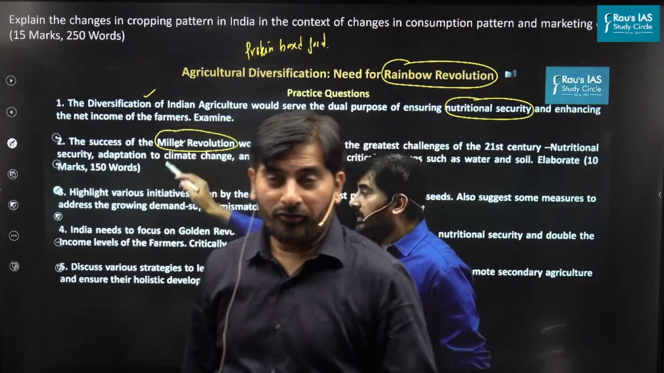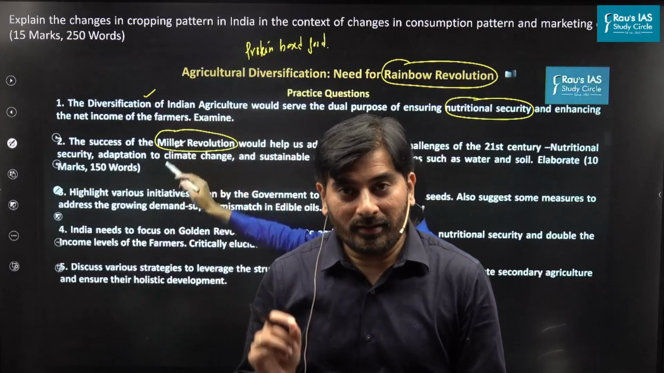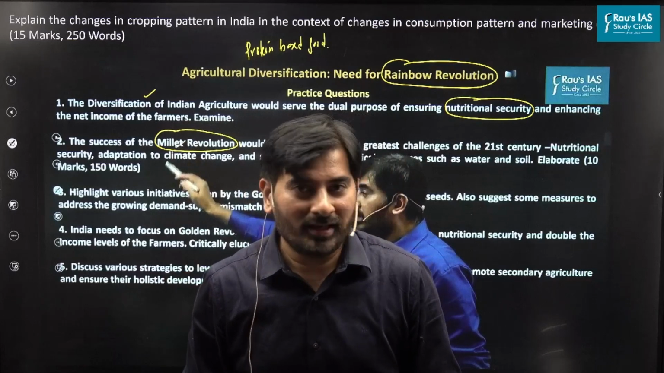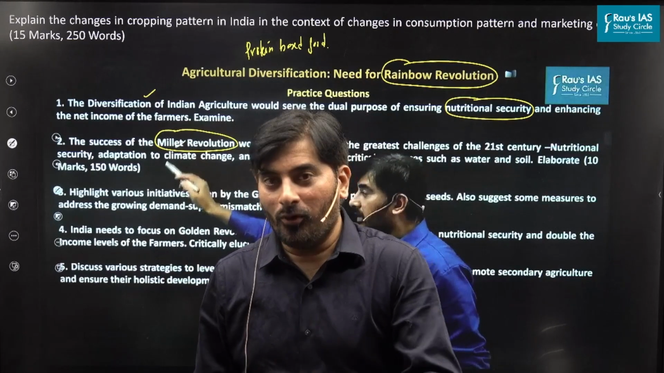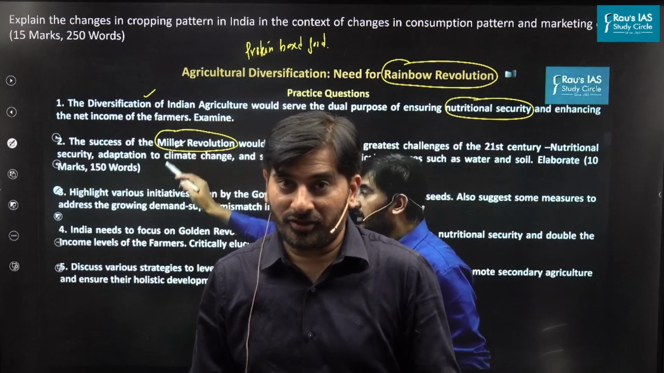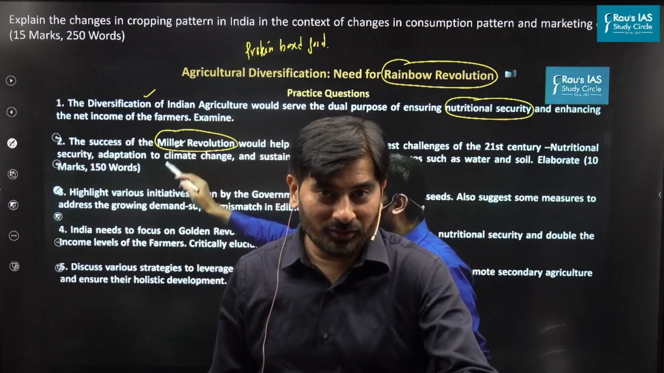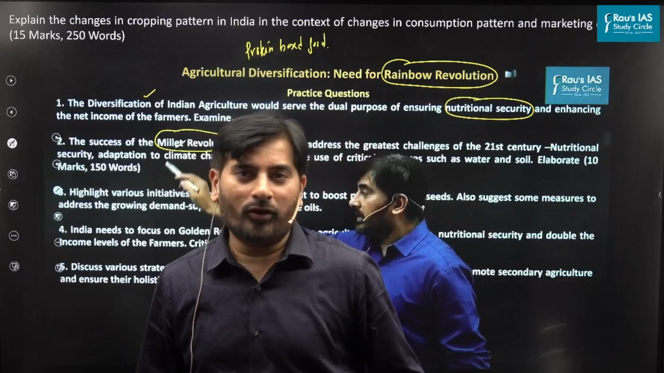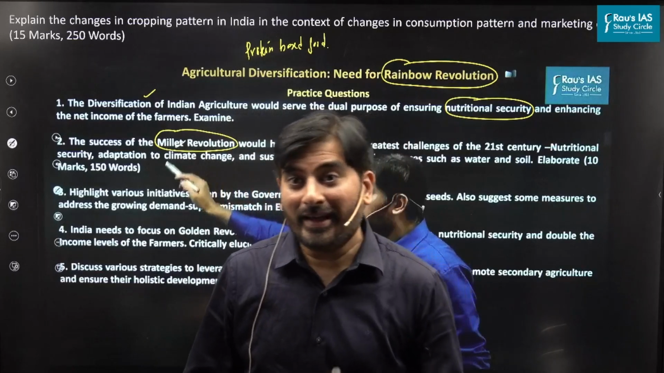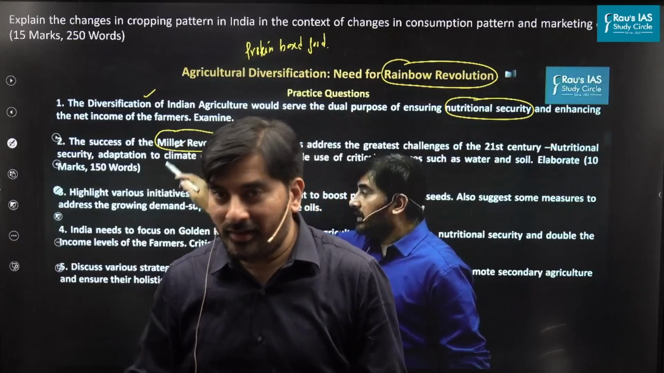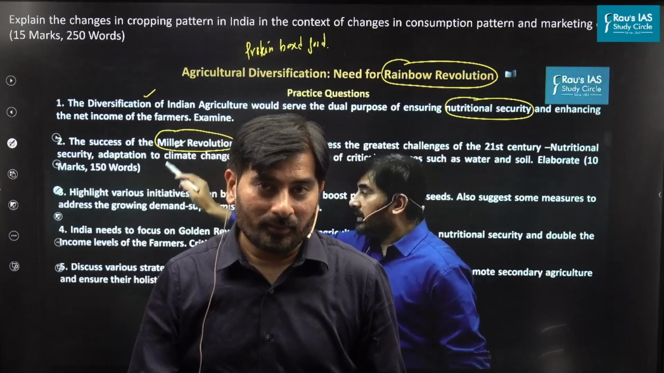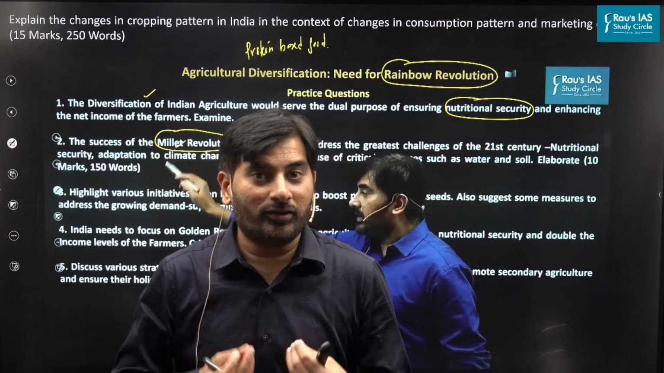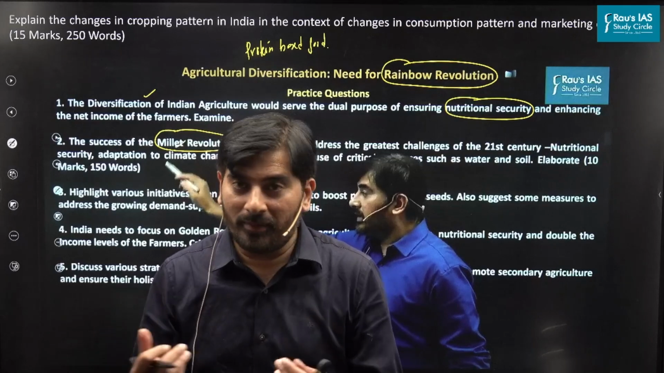revolution. We already know that the year 2023 has been declared as International Year of Millets. So this is to promote the agricultural diversification to cater to needs of consumption pattern. Apart from that, India is also focusing on promotion of livestock sector, which in turn is leading to changes in cropping pattern. So now there is a higher demand for feed and fodder for the animals, which is leading to changes in the cropping pattern.